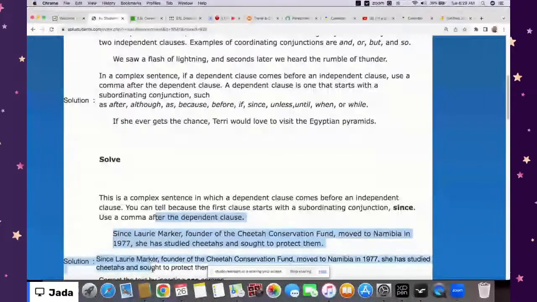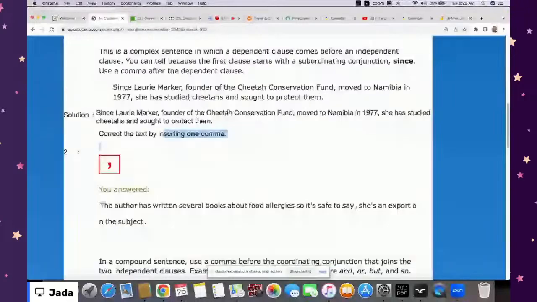So yeah, we put a comma after the dependent clause. Okay? So that's it here. Now the next one says to complete the text by inserting one comma. "Author has written several books after food allergies, so it's safe to say she's an expert on the subject." So now what is this one?